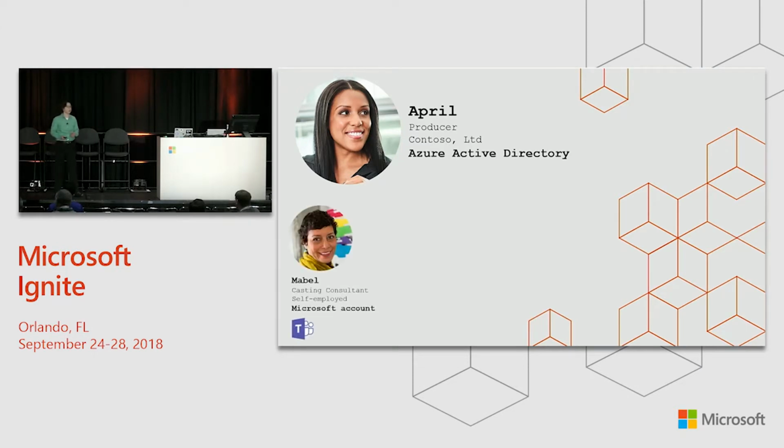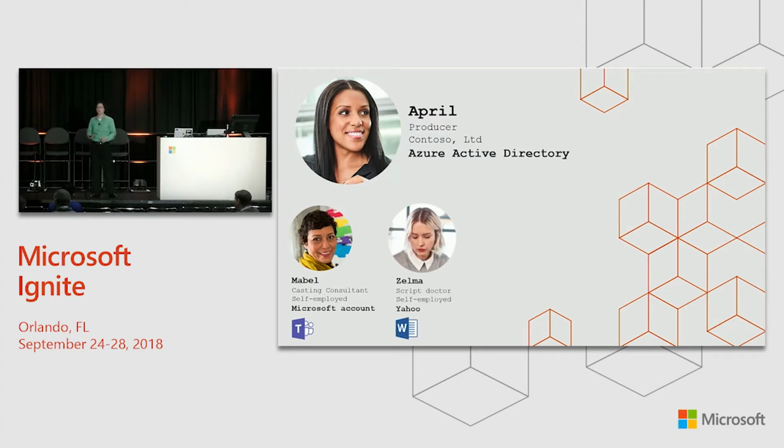So first she's going to work with Mabel, who's a casting consultant. And Mabel is self-employed and just uses a Microsoft account for her business. But April doesn't need to know that. She's just going to invite Mabel to work with her in Teams like she would anyone else. And they'll both have a seamless experience going through that process. April's then going to invite Zelma, who's a script doctor, to work with her on the script for the movie and make sure that it's got the best possible dialogue and plot and everything else.